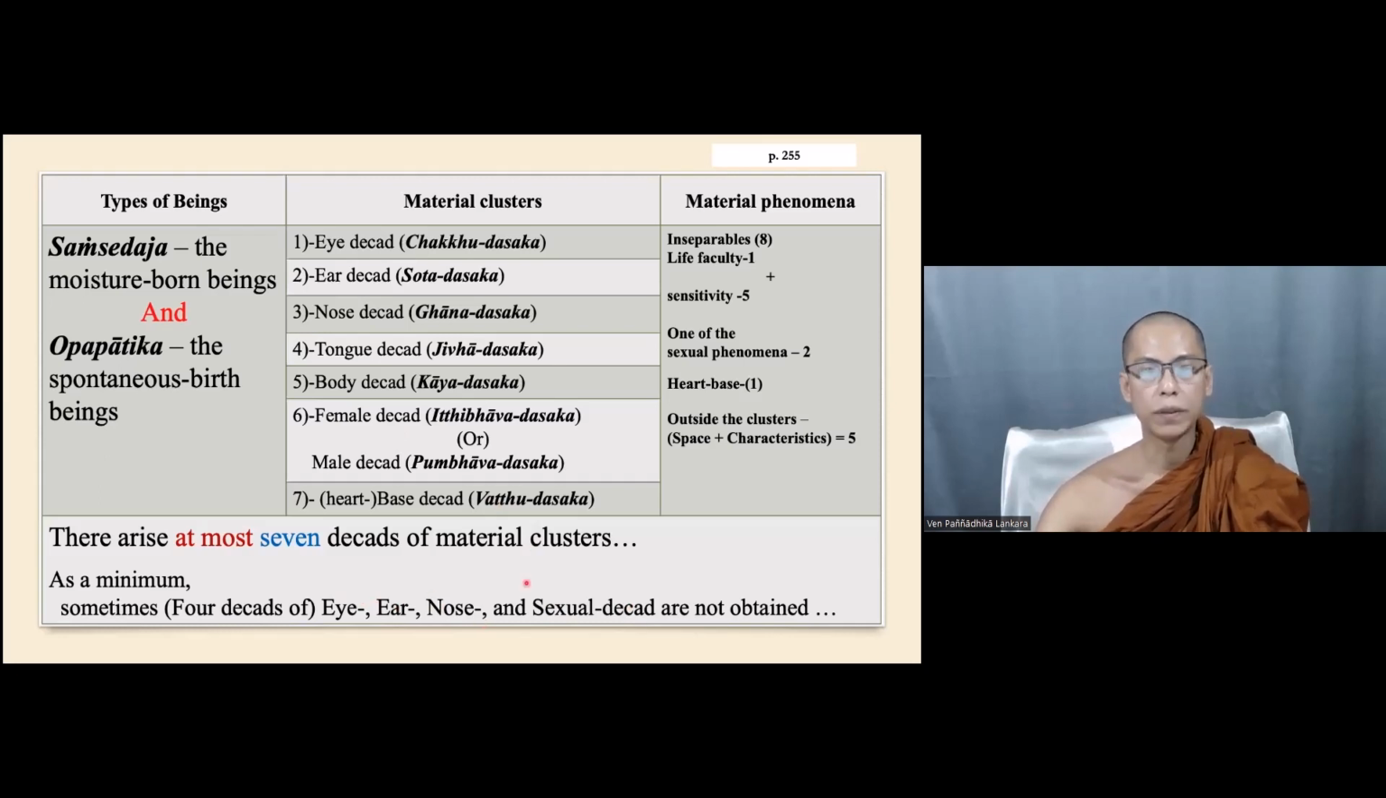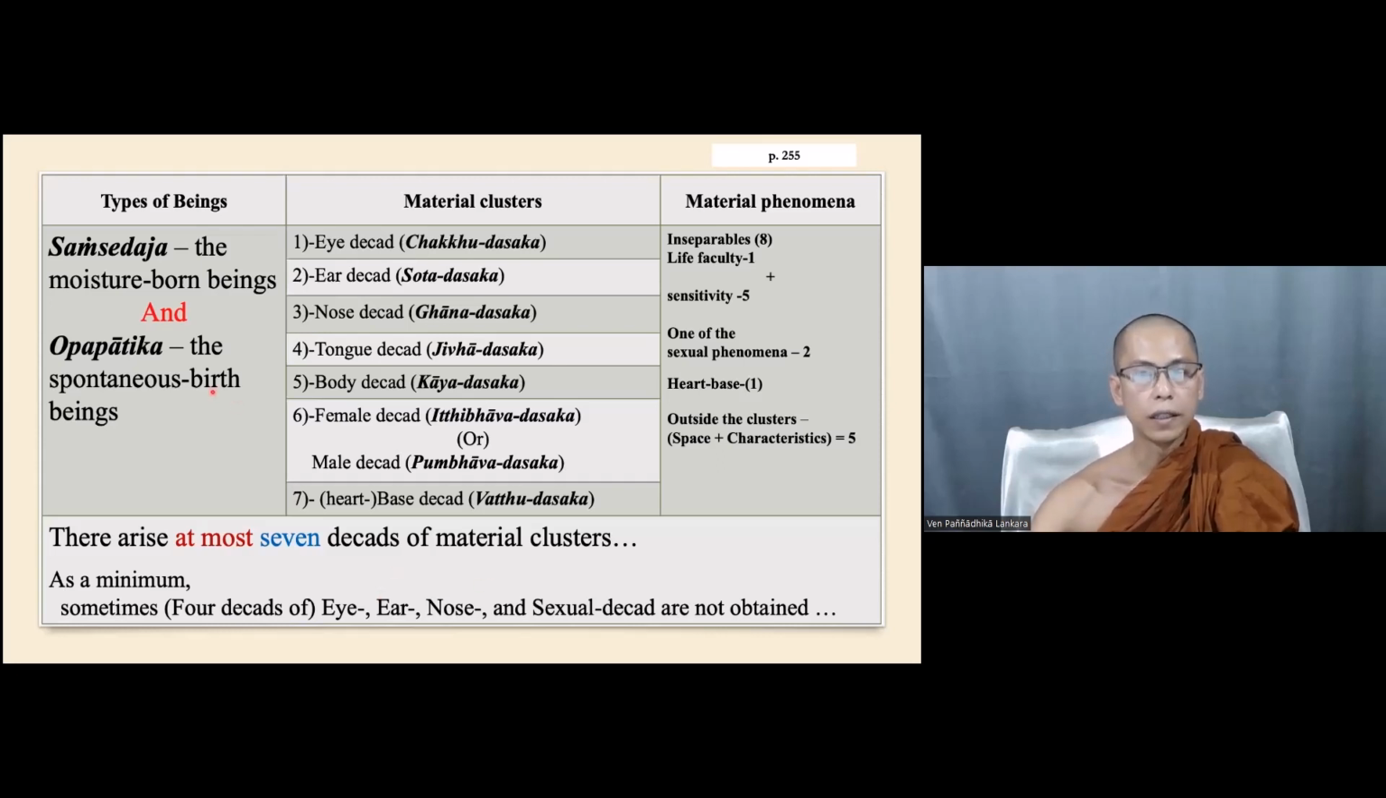What cannot be absent? The tongue decad, body decad, and heart-base decad cannot be absent. These three cannot be absent. So at least, as a minimum, we can find three decads, and sometimes four, including the eye, or including eye and ear, five or six, or at most seven, at the moment of rebirth linking of an individual who was born in the sense sphere world.